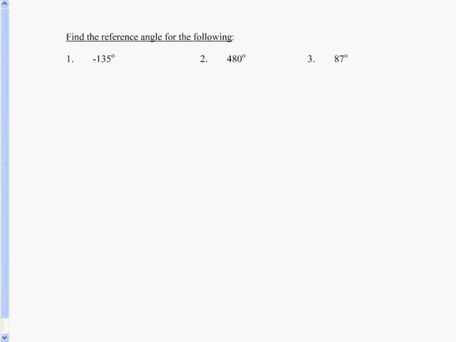So we want to find the reference angle for the following. Problem number 1. The first question to ask yourself is, is theta between 0 and 360 degrees? And the answer is no, it's not. It's negative. So first we have to find a coterminal angle between those angles. This is negative 135 degrees. To find a coterminal angle, I'm going to add 360 degrees.